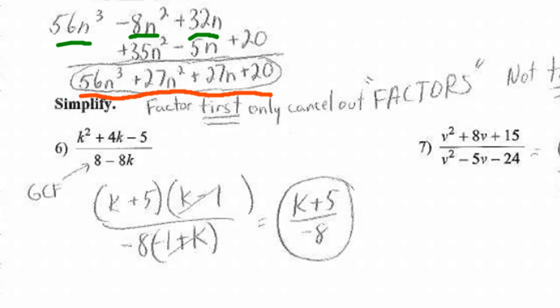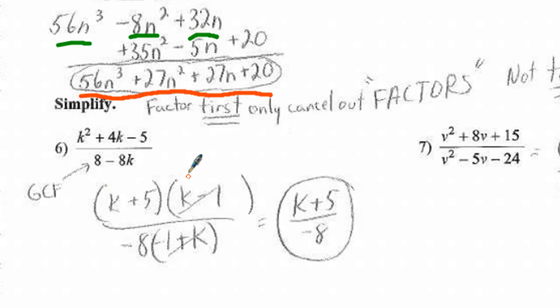And the key to simplifying a rational expression is to factor. You can only cancel out factors, not terms. So I try to remind you of that right here. So what it means is you need to factor this top part. I notice I have a trinomial. Chances are I'm going to be able to just simply do the reverse of FOIL.